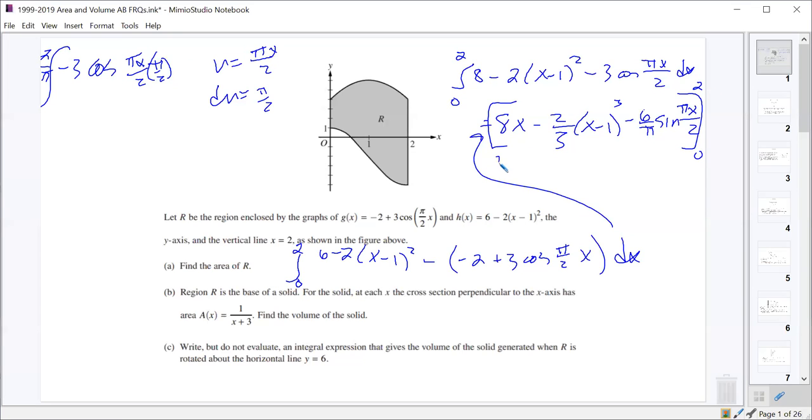At 2, we end up with 16 minus 2/3. This becomes minus the sine of pi. What's the sine of pi? 0. So we got 16 minus 2/3 minus 0. And then if I plug in 0 to all of these, to the first one there, we end up with 0. And the second one, we end up with a plus 2/3. And then with this one, we're going to take the sine of 0, which is 0.